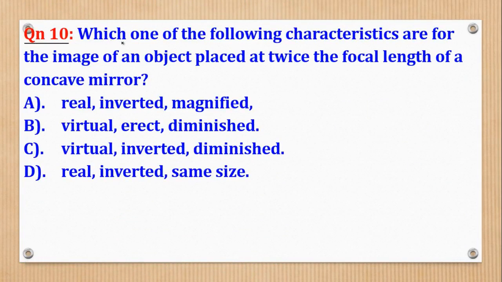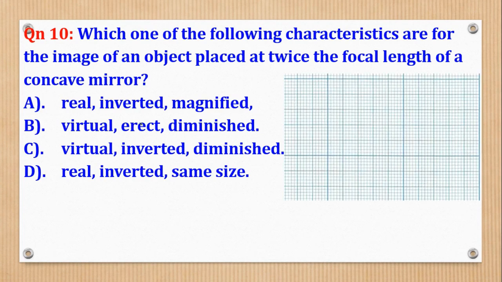Then question 10 says, which one of the following characteristics are for the image of an object placed twice the focal length of a concave mirror? Twice the focal length is the radius of curvature, so it is placed at the center of curvature. By now you should know the position of the image based on the position of the object in your head. But for the case of visualizing it, let's try to draw a sketch, a ray diagram.